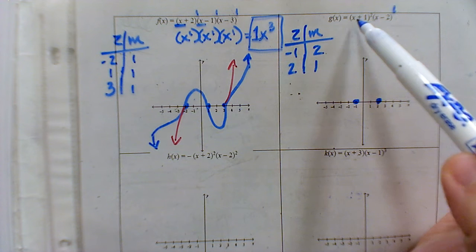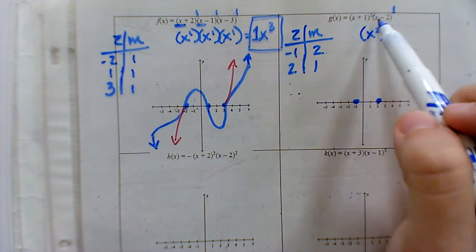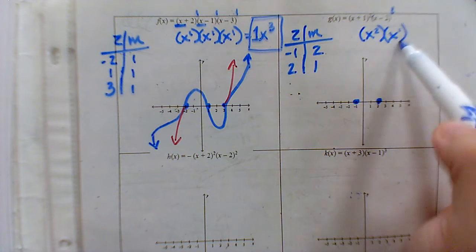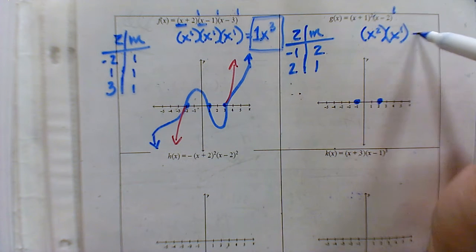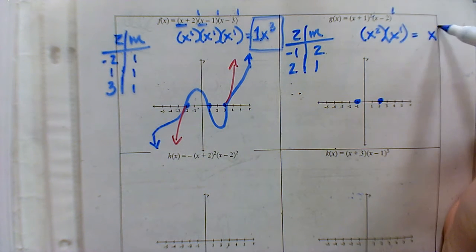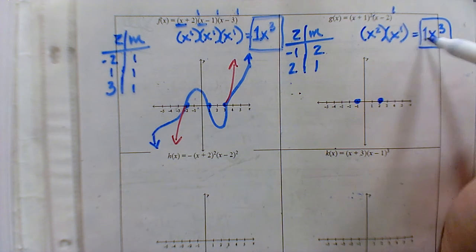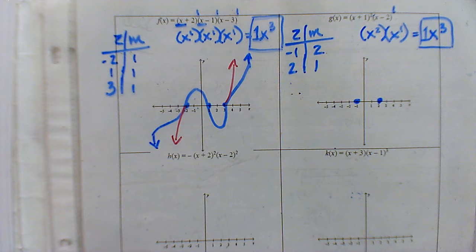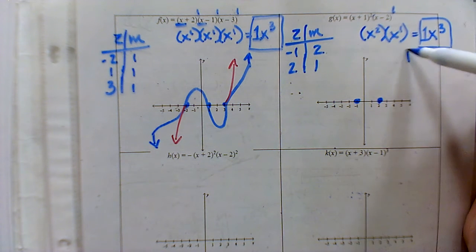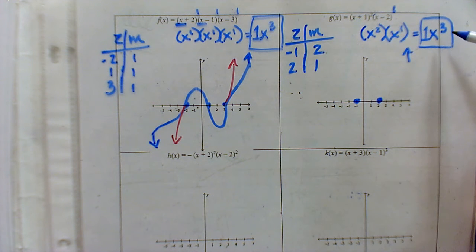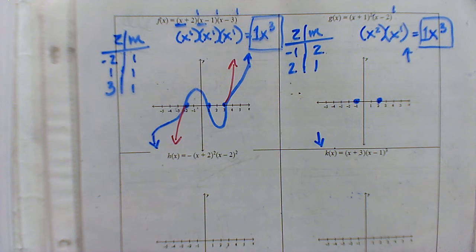If we look at the first factor, we're going to have an x squared times an x to the first from the second factor. Okay, if we were to multiply all these together, x squared times x would give us an x to the third. So let's analyze degree and coefficient. Positive leading coefficient, we go up on the right. Odd degree is opposite end behavior, so we should be going down on the left.